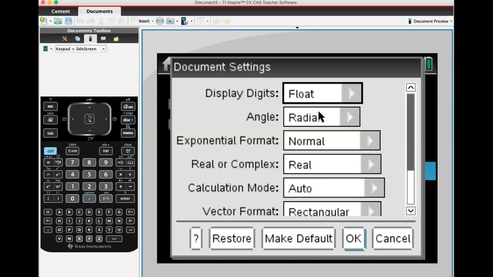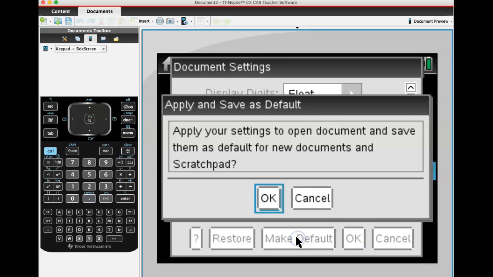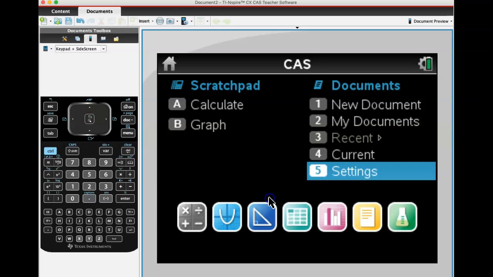Radians and degrees are going to make a difference for us. Typically, we're going to be in radians. But calculation mode is auto. That'll give us exact answers coming out. We want to be real numbers. And if you weren't on float, make sure it's on float. Make that your default. And okay, that'll globally change everything.